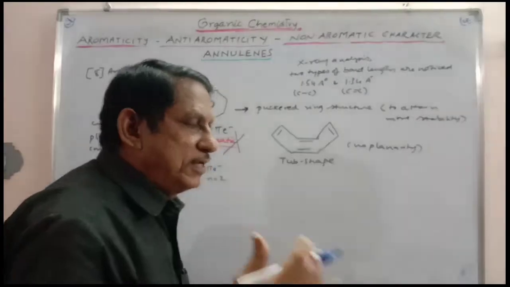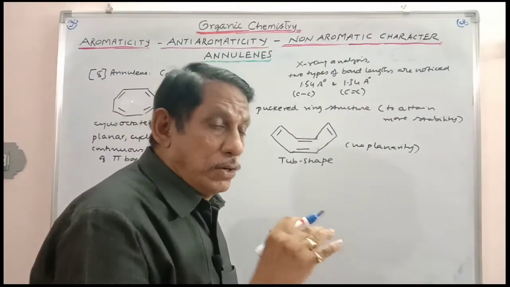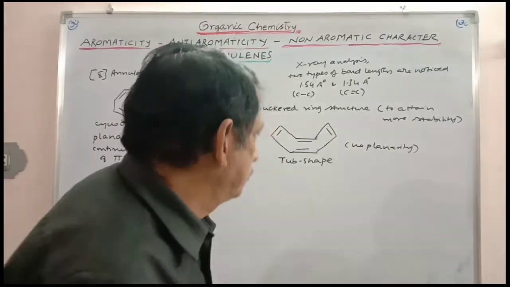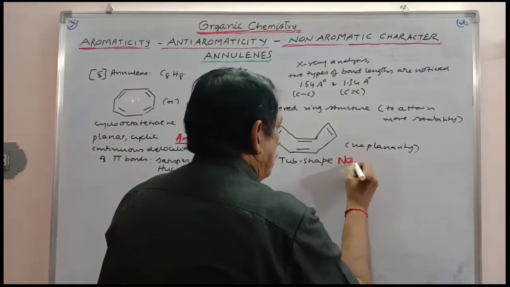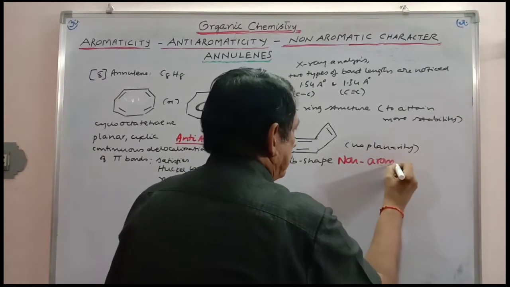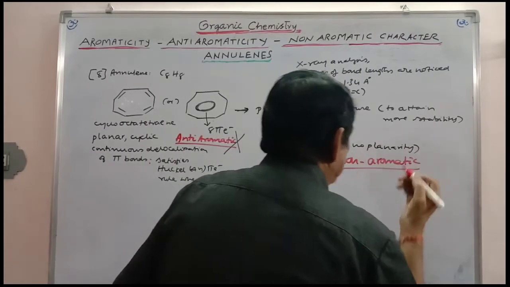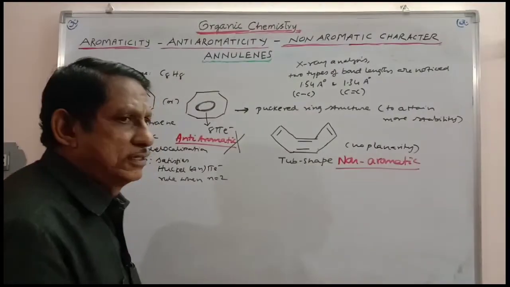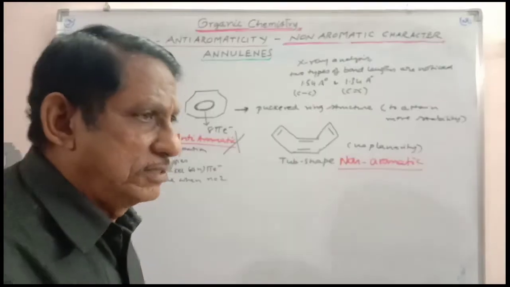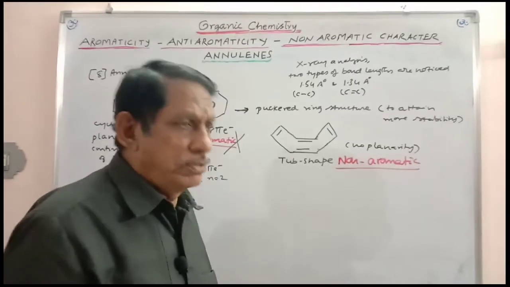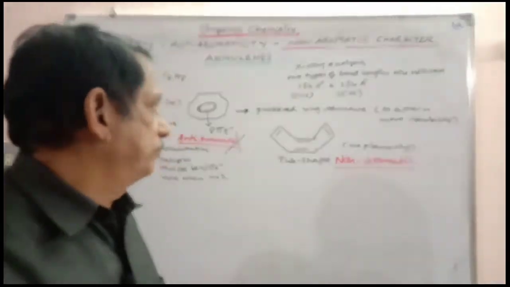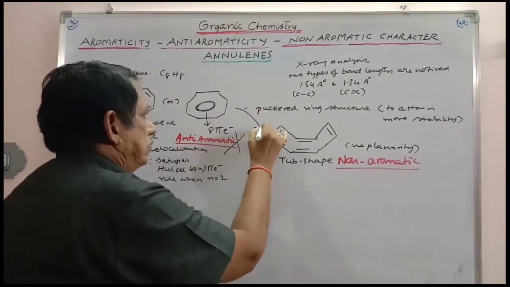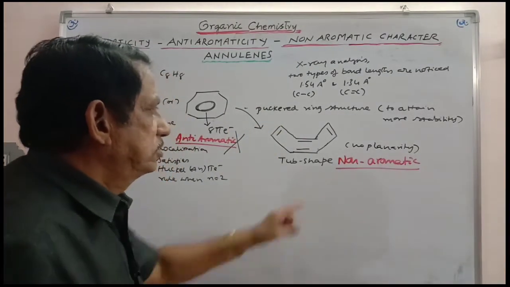When the structure is non-planar, Huckel rule is not at all applicable, and thereby this becomes non-aromatic. Non-aromatic is more stable than anti-aromatic. That is, in nature, any less stable compound will be converted into more stable compound, provided the conditions are allowing it. And so it is allowing. So that is why this is converted into tub-shaped structure, which is non-aromatic.